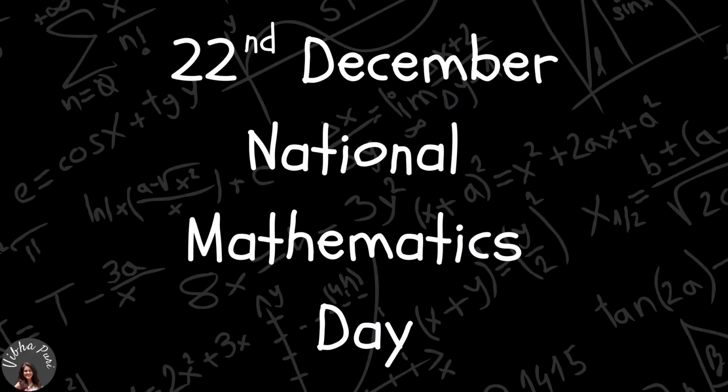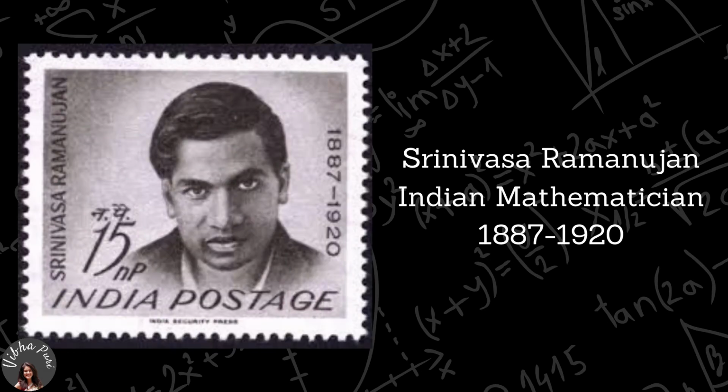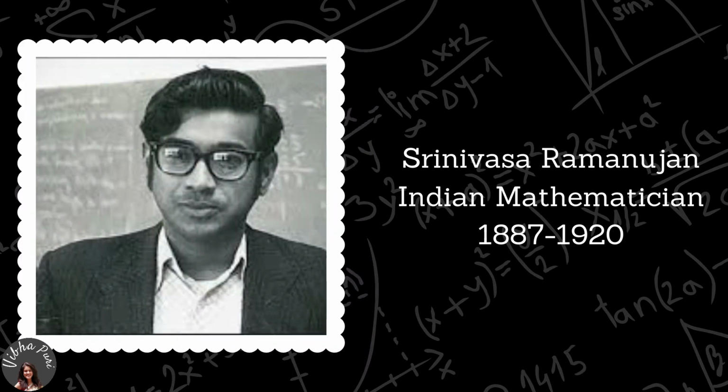Today is the 22nd of December, and this day is celebrated as the National Mathematics Day in India. This is to commemorate the birth anniversary of the great Indian mathematician Srinivas Ramanujan, who lived during the British rule in India. With almost no formal training in pure mathematics, he made major contributions to mathematical analysis, number theory, infinite series, and continued fractions. He also came up with solutions to several mathematical problems that were then considered unsolvable.